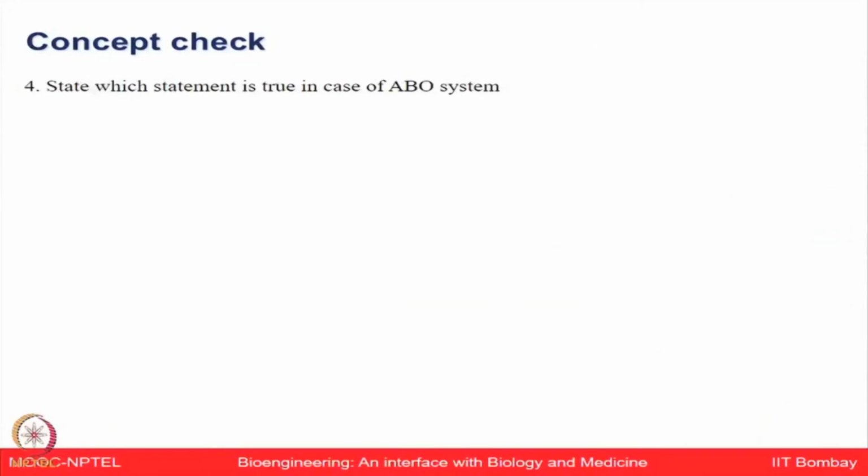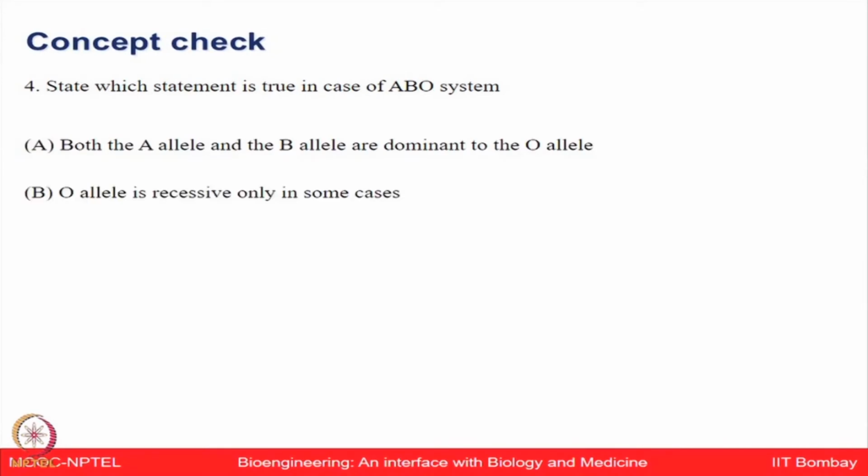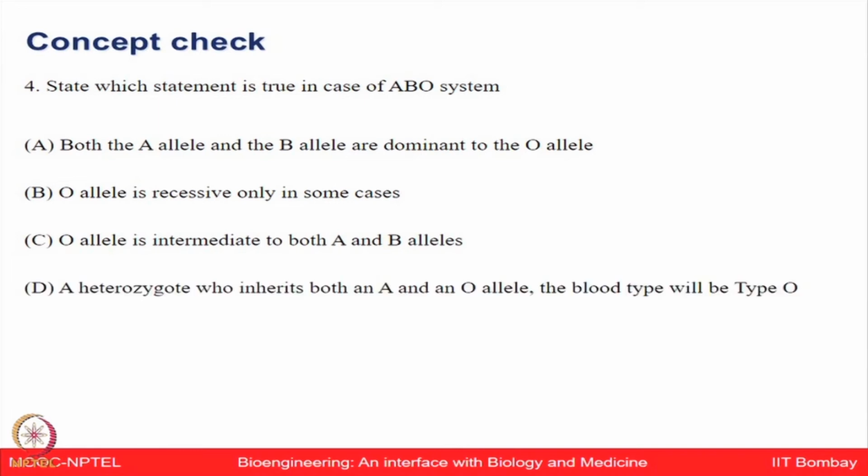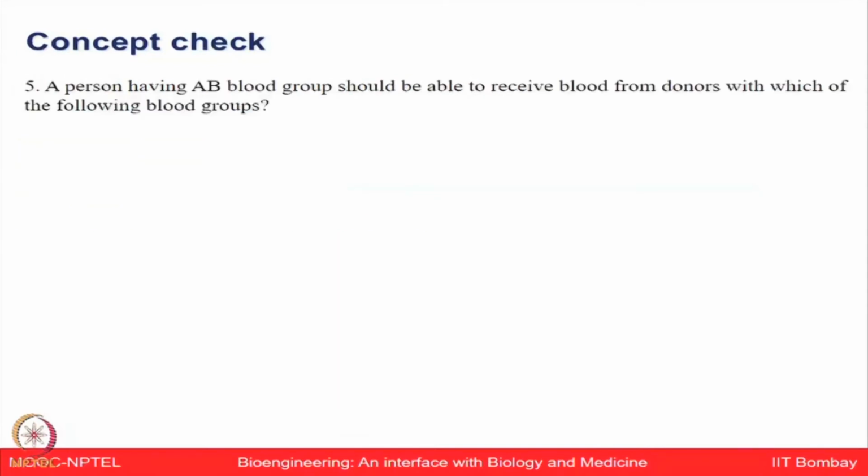State which statement is true in case of ABO system. A person having AB blood group should be able to receive blood from donors with which of the following blood groups?